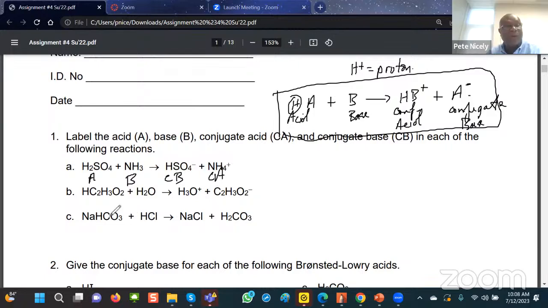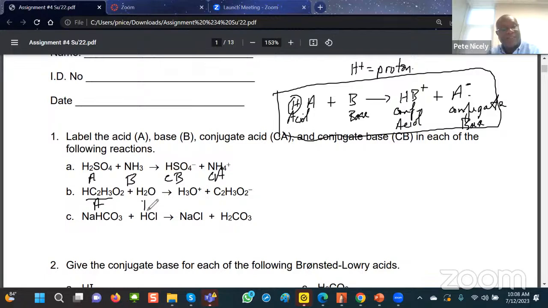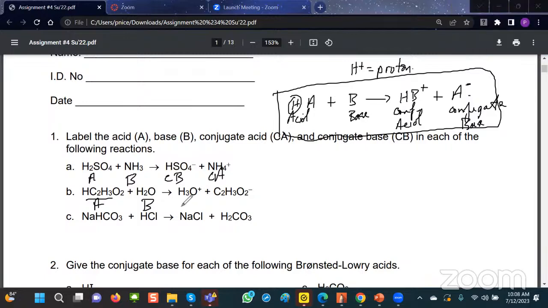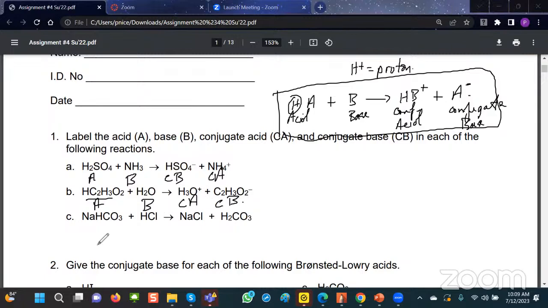All right, so that's the answer for number 1A. Let's look at number 1B. So the first species here would be what? An acid. Okay, and the H2O would be the base, right? So what would this be? H3O plus. The conjugate acid. Exactly. And this would be, of course, the conjugate base. Okay, very good.